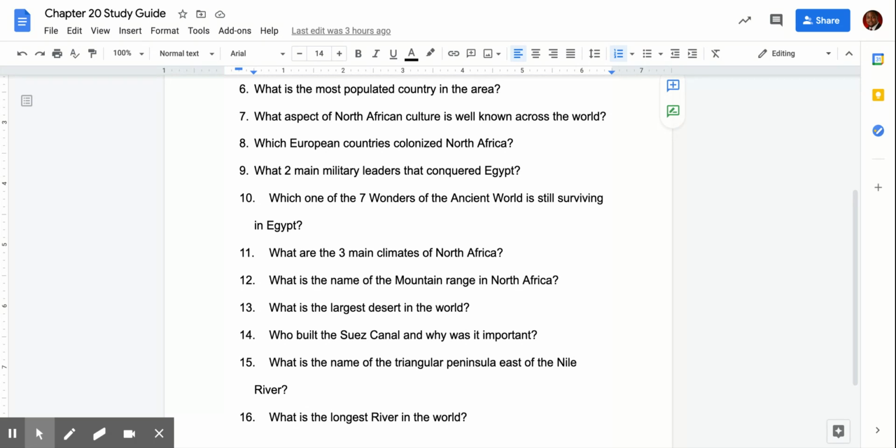Number 15. What is the name of the triangular peninsula east of the Nile River? All right, so this is a part of Egypt that is a part of Africa, but it is a peninsula. Okay, you can find the answer to that in section 1. Number 16. What is the longest river in the world? The longest river in the world is one of the most famous rivers in the world, and it's part of the reason why Egypt has developed the way it did. You can find the answer to that in section 1.